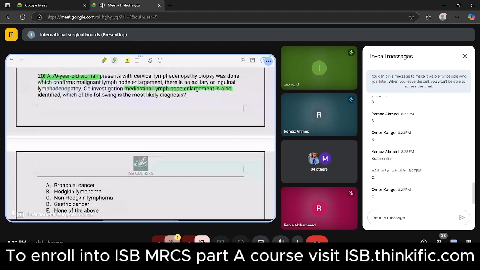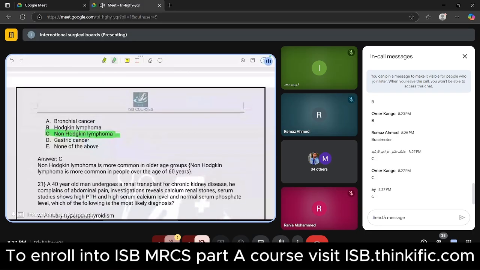What do you think? Non-Hodgkin, because of the age, right? Mainly because of her age. As you can see here in the explanation, non-Hodgkin lymphoma is commoner in older age groups.